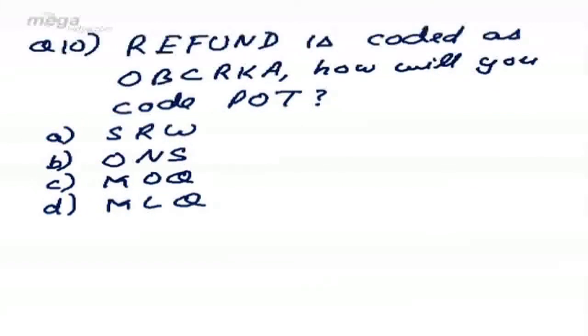My 10th and final question for today's session is, refund is coded as OBCRKA. How will you code pot in a similar way? And the 4 answer choices are given to us. It's a very simple question, but a very silly mistake can be committed in this.